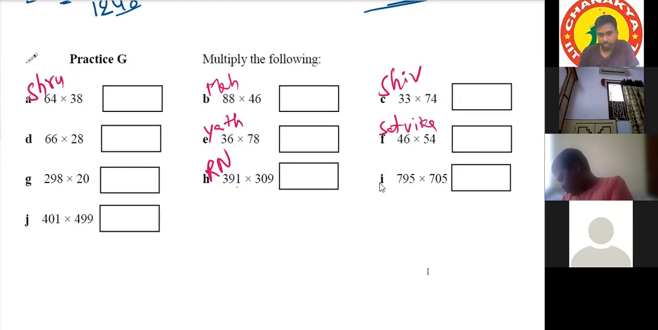I Toshnika. J Aditi. Yeah, is it I Ahana?